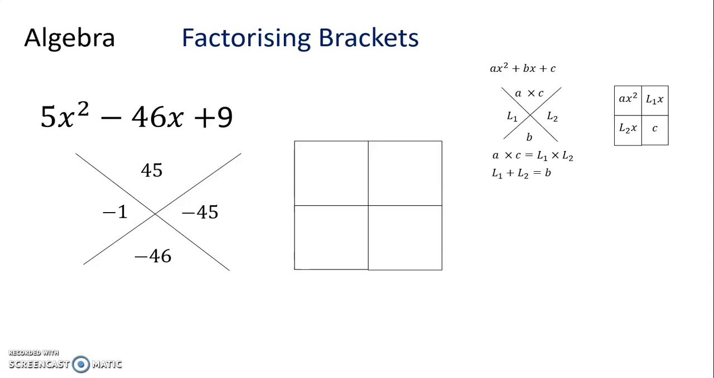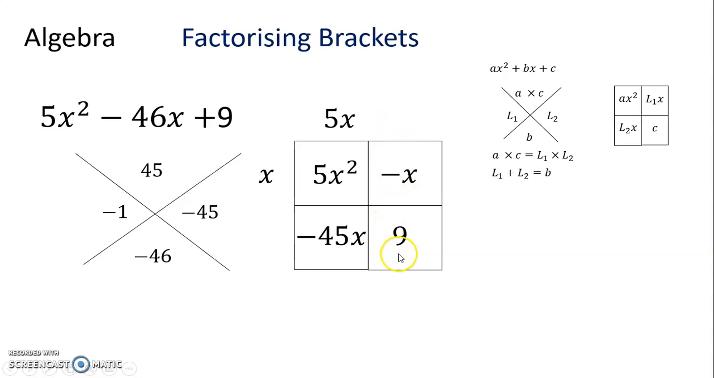So now I can fill in the rest of my grid. I know I'm going to have 5x squared and 9. And then I know now from the two numbers I've worked out, I'm going to have negative x and negative 45x. And now I can start to think about my highest common factors of each of the rows and columns. So here, highest common factor of these two, well, it's 5x. It's not negative 5x because this is positive here. And along this way, highest common factor here is x. And that works. 5x times x gives me 5x squared.